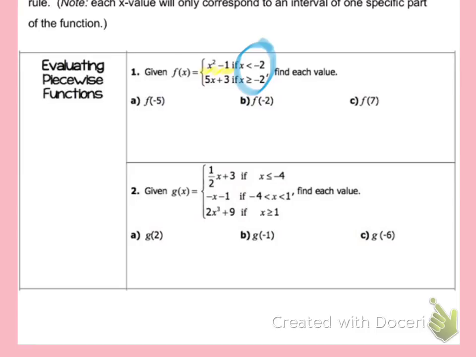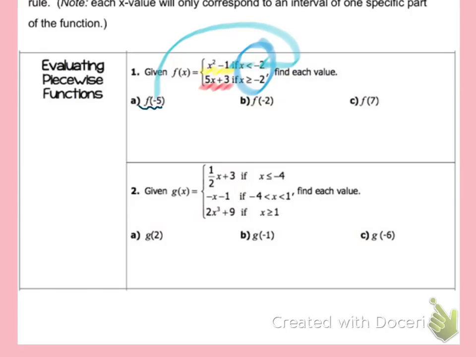When x is less than -2, it behaves like x squared minus 1. And then when it gets to -2 and beyond, it instead behaves like a linear function, 5x plus 3. Say I wanted to evaluate f of -5. So -5 is the x value, that's the input, and if I figure out which interval it is in, it lies in this interval right here, and so it says to use that first part of the function.